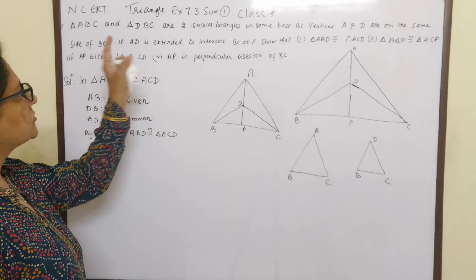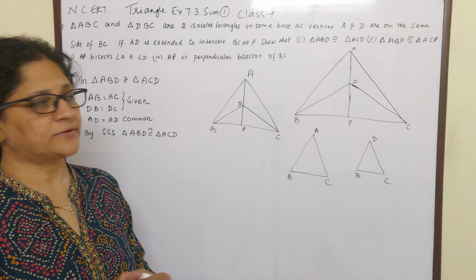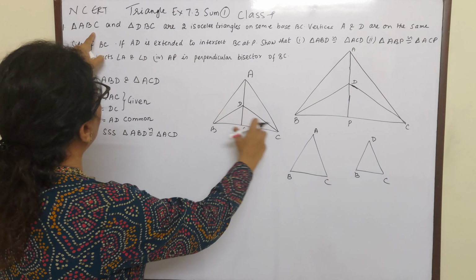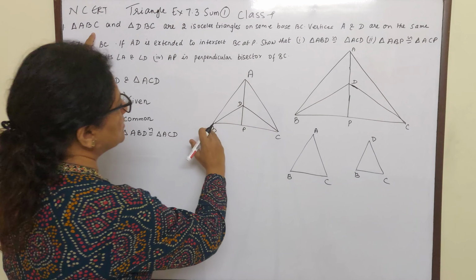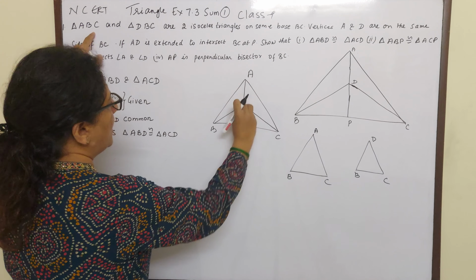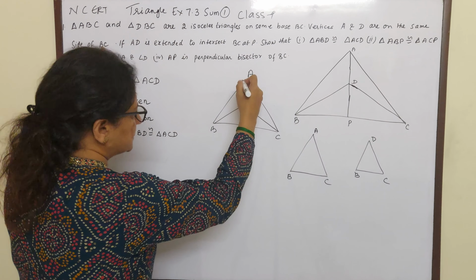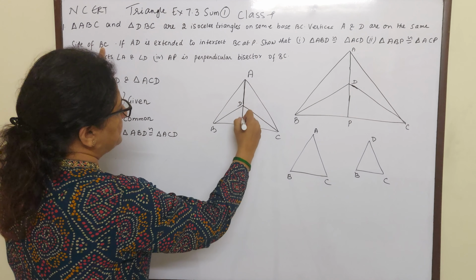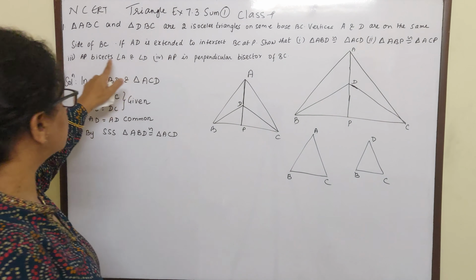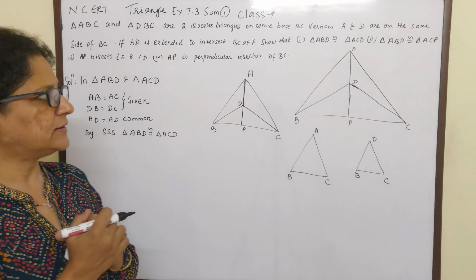Hello children. So today we are going to start exercise 7.3 sum number 1 in chapter triangles. ABC and DBC are two isosceles triangles on the same side BC. Vertices A and D are on the same side of BC. If AD is extended to intersect BC at P, show that these are congruent, this bisects and this is perpendicular bisector. So we will take one at a time children.